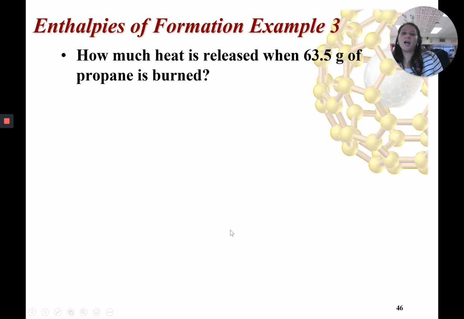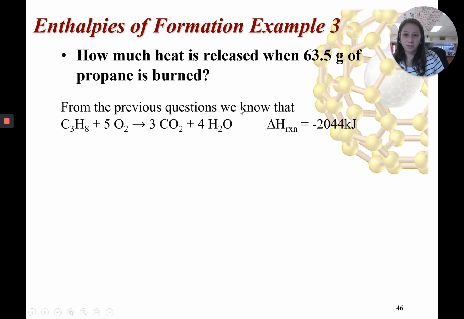Last problem here. It says, how much heat is released when 63.5 grams of propane is burned? So, first we're going to write out our equation. Well, we just calculated that, right? We just burned propane in the previous example. And we already got that delta H of the reaction is negative 2,044 kilojoules. So how is this one different from the last problem? Well, we calculated this from the table. So this is for the reaction as written. This is for how much propane? Well, it's for 1 mole of propane. The question is asking me for 63.5 grams of propane.